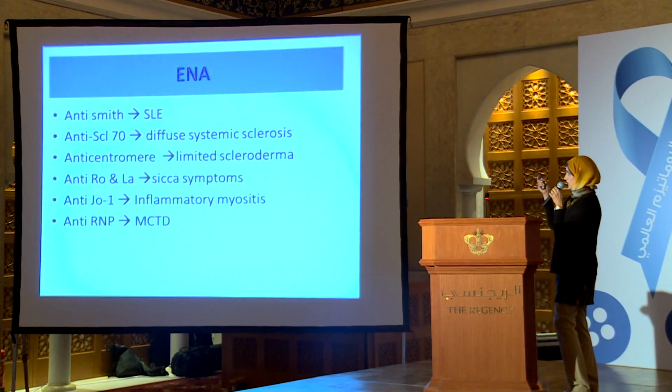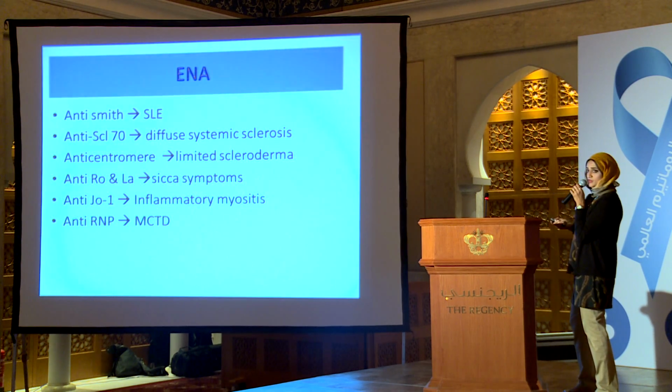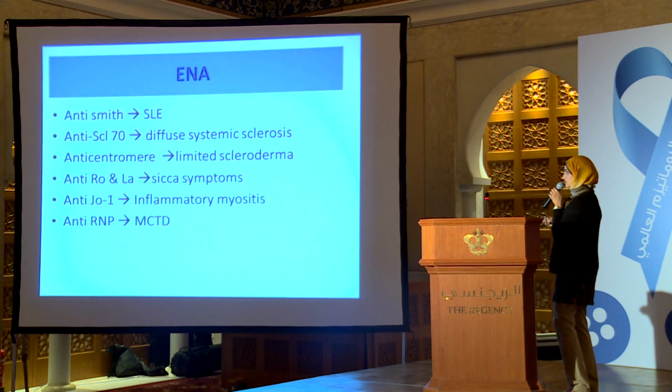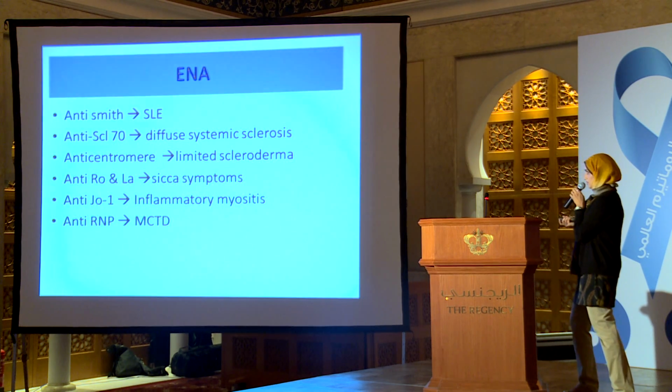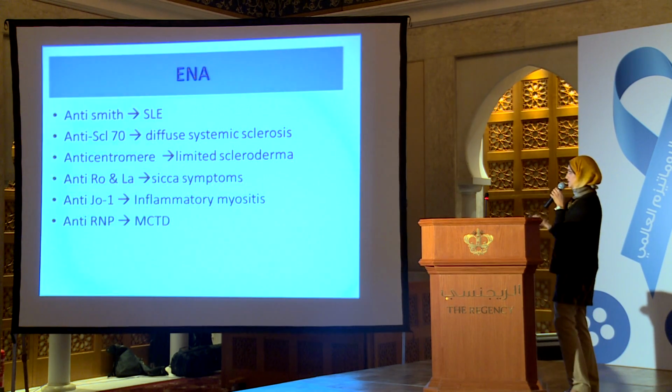So we get a panel of 6 autoantibodies when we ask for ENA, or extractable nuclear antibodies. These are the anti-Smith, which is very specific for lupus, like double-stranded DNA; anti-Scl70, found in diffuse scleroderma; anti-centromere in limited scleroderma; anti-Ro and La in patients with sicca symptoms and in patients with photosensitive rash; anti-Jo1, one of the myositis-specific antibodies, seen in inflammatory myositis; and anti-RNP, which can be seen in patients with mixed connective tissue disease if it is in a high titer. If low titer, it is totally not specific for mixed connective tissue disease.